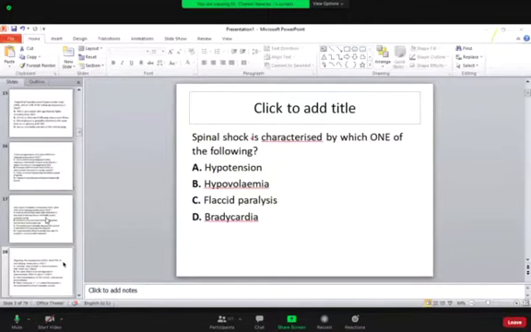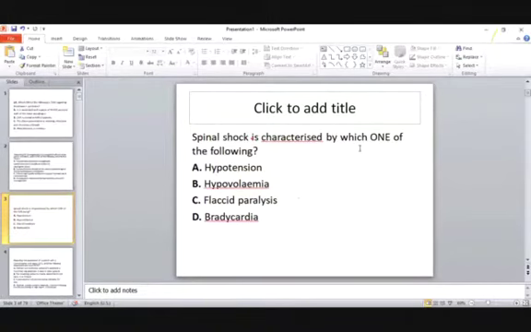Sir, we have to assess the patient and manage according to the ATLS protocol, and once the patient is stable we have to manage the specific problems. There is autonomic dysfunction, respiratory problems, abdominal problems, and bladder and bowel care.